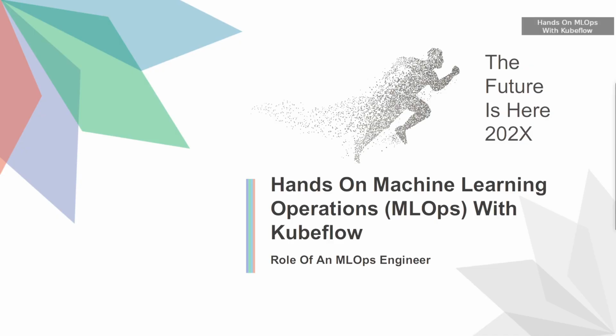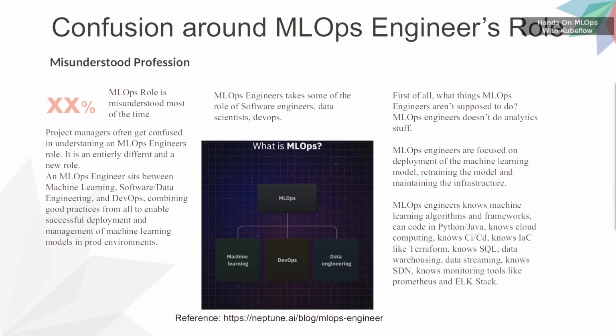Understand an MLOps engineer's role. Project managers often get confused in understanding an MLOps engineer's role. It is an entirely different and a new role. An MLOps engineer sits between machine learning, software, data engineering, and DevOps, combining good practices from all of them to enable successful deployment and management of machine learning models in production environment. MLOps engineers take some of the roles of software engineers, data scientists, and DevOps. We will discuss that later down.